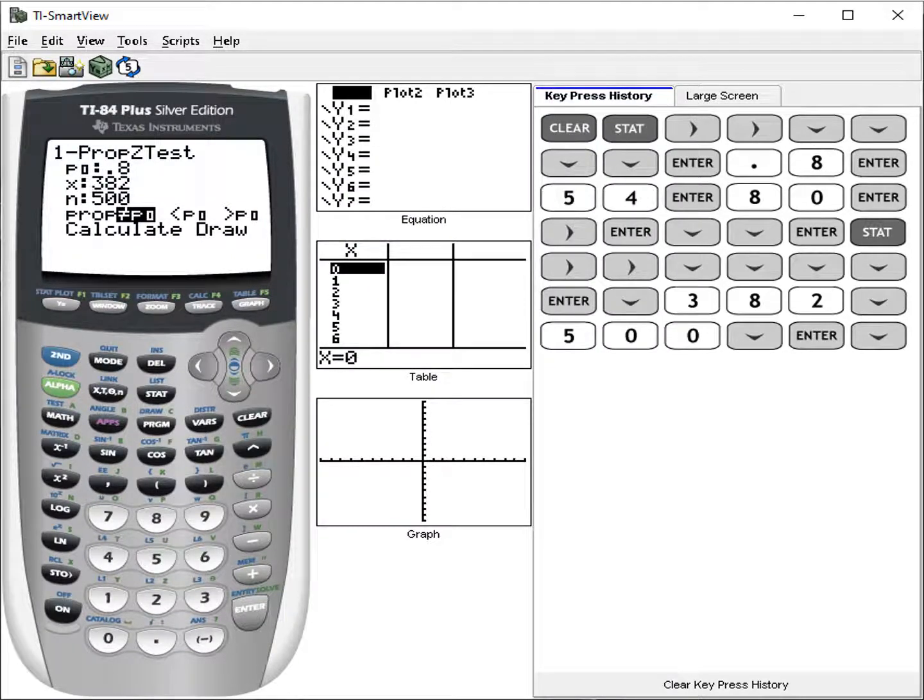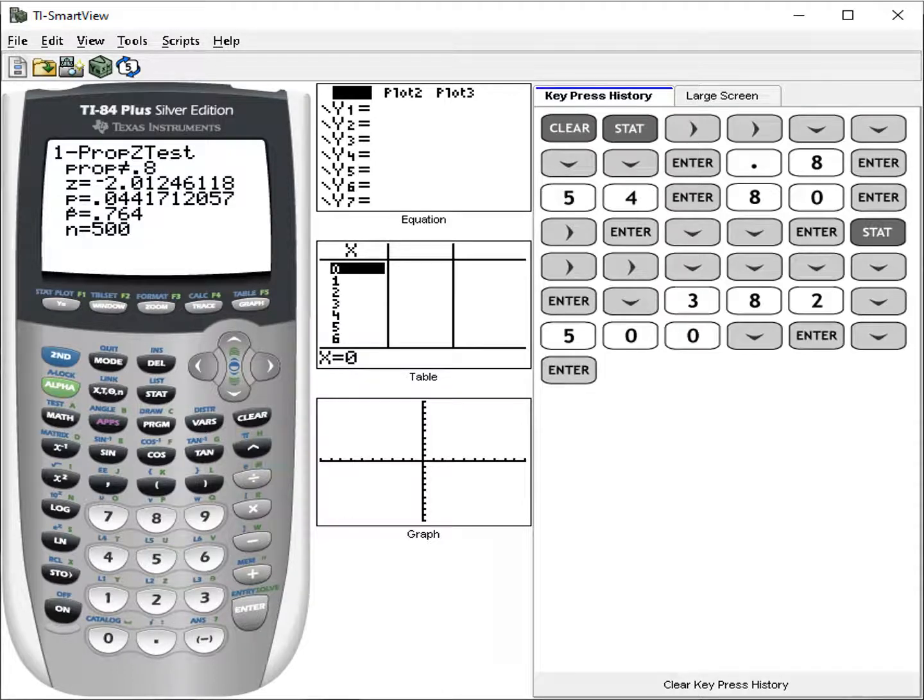So here I am filling in the information. Oh, there's that 80%. That's actually the same as the problem we just did. So our p naught is 80%. 382 emails were spam out of 500 emails. That bottom line, we're picking our alternative hypothesis. Our alternative hypothesis is not equal to p naught. We put the cursor over calculate and hit enter.